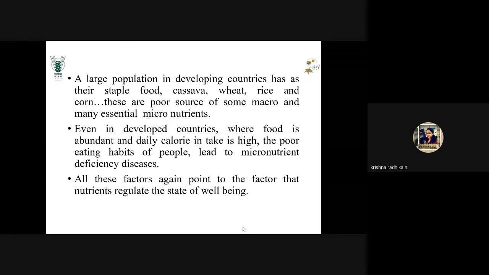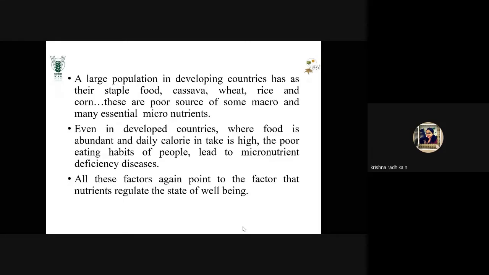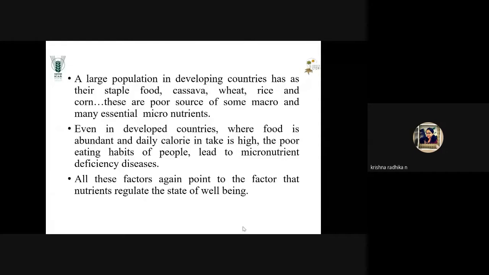A large population in developing countries has as their staple food cassava, wheat, rice, and corn. These are poor sources of some macro and many essential micronutrients. Here is where we can intervene and enrich our crops like cassava, wheat, rice, etc. with more nutrients. That is where one application of nutrigenomics comes into play.